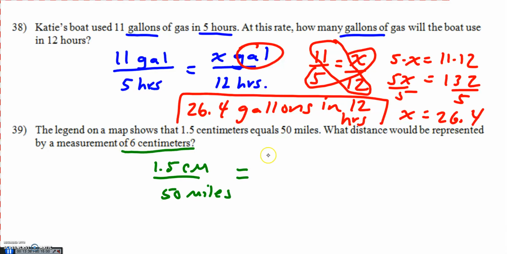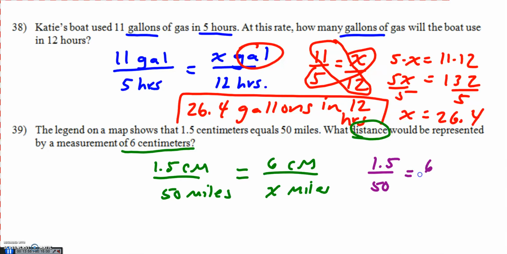Now this time we know the 6 centimeters. So again, to be consistent with units, you put the centimeters on the top. We want to know what actual distance would be represented. So you'd put X miles down here. Again, if the units bother you, you could write 1.5 over 50 equals 6 over X.